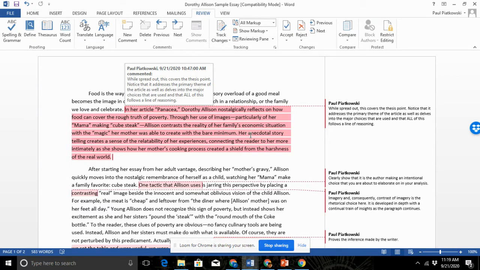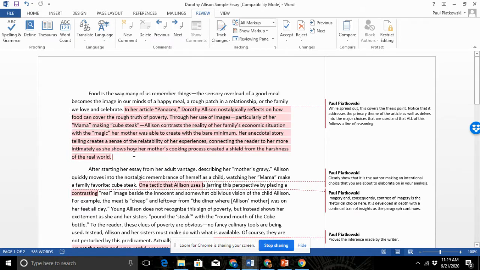To continue with other choices that she makes, right, her anecdotal storytelling, right? So as I know I'm going to talk about the way that she's relating to the audience, this also touches a little bit on the rhetorical situation, right? Where it talks about connecting to the reader to her more intimately as she shows her mother's cooking process. And then we go back to the earlier point about what this means.